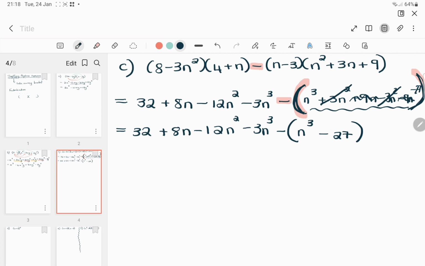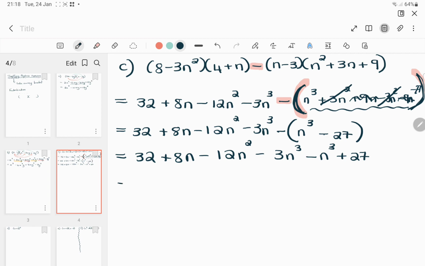And that's a sum and difference of two cubes, which we're going to factorize later on. If you want to know about those, especially the grade 10 factorization, I will load it up soon hereafter. Okay, so then we've got 32 plus 8n minus 12n squared minus 3n to the power 3 minus n to the power 3. And then that negative and a negative makes a positive 27. So if you didn't keep your brackets, you would have said that it was minus 27.